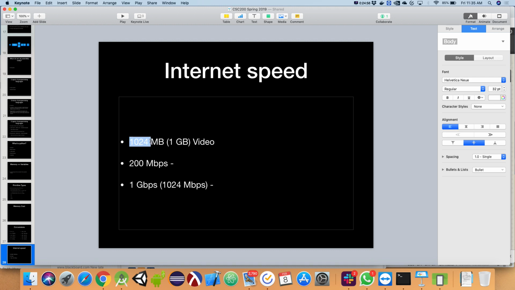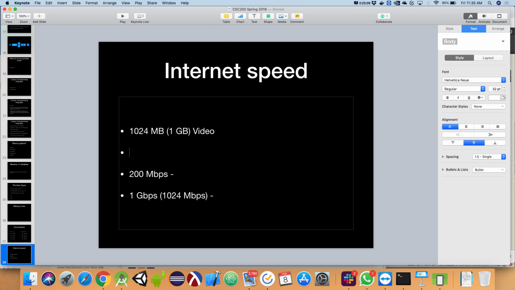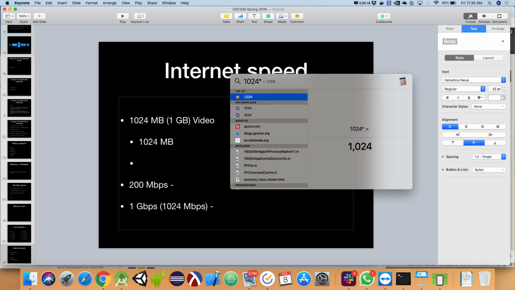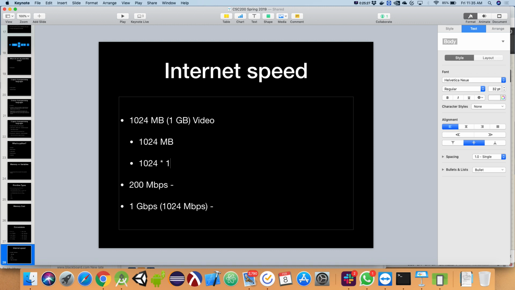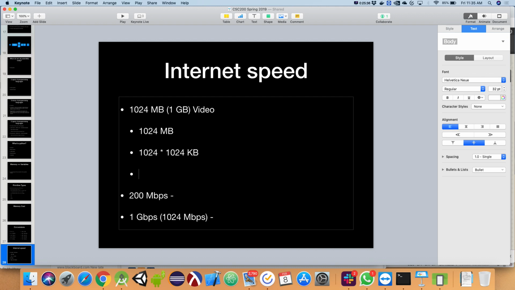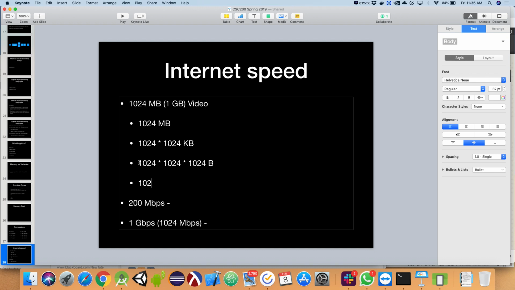So we want to know how many total megabits is 1,024 megabytes. You can actually just multiply it by 8. That was simple. But I'm going to actually run the columns to make this happen. So 1,024 megabytes is actually equal to, instead of being crazy big numbers, we'll just do 1,024 times 1,024 kilobytes, which is actually 1,024 times 1,024 times 1,024 bytes, which is actually 1,024 times 1,024 times 1,024 times 8 bits.